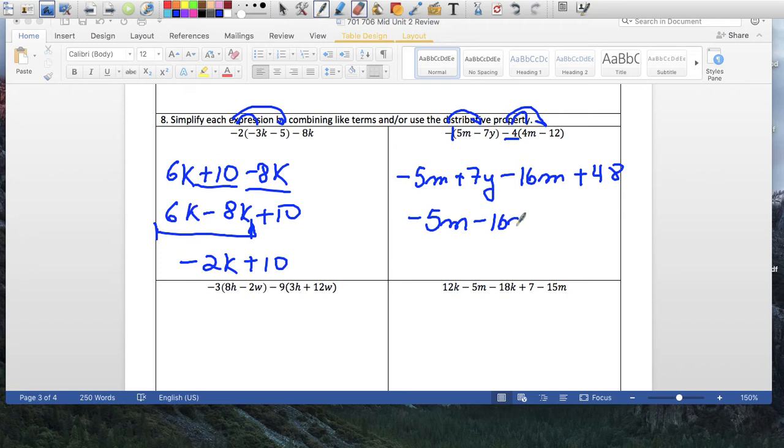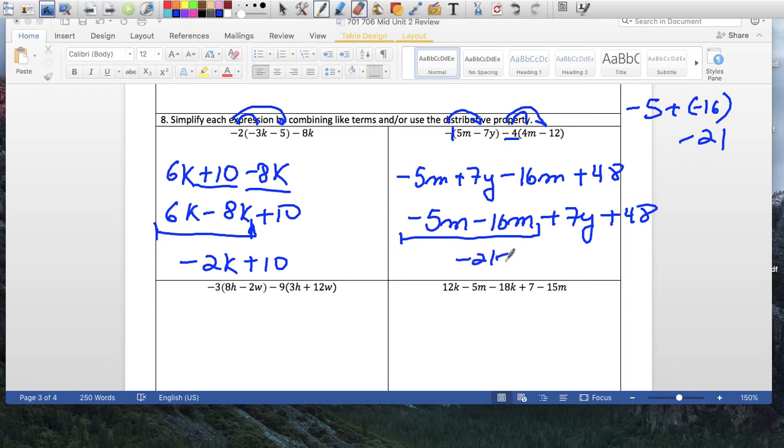Combine like terms, I will rearrange this. Negative 5m minus 16m, put all the like terms next to each other, plus 7y plus 48. The only like terms here are these two. Minus 5 minus 16, if you want to change that to addition, think of it as negative 5 plus negative 16, both negative, so it's going to be negative 21m plus 7y plus 48.